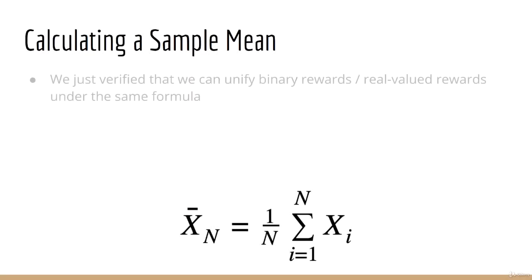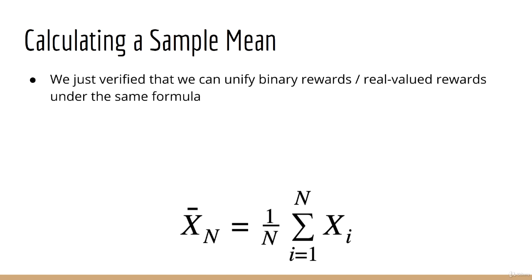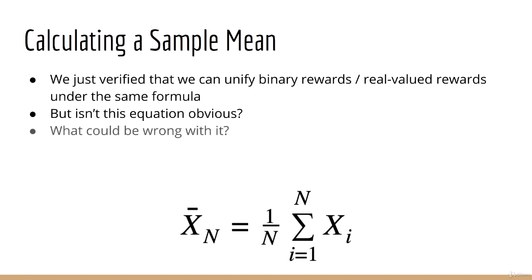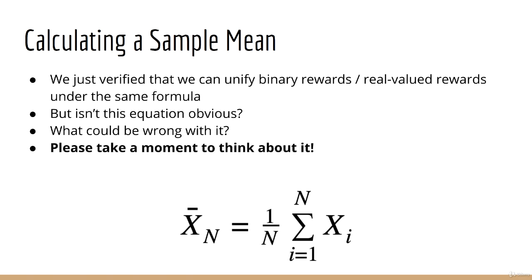So now that we understand that we can unify real-valued rewards and binary rewards under the same sample mean calculation, let's talk about what's the best way to calculate the sample mean. Using the formula for the sample mean, you might suggest that this is quite obvious. Just take all the values of x that you've collected, add them together, and divide by the total number of x's that you have. The question is, what's wrong with this? I'll give you a minute to think about it, so please pause this video until you think you have the answer.